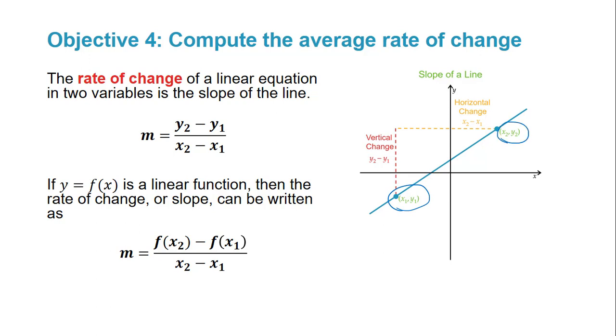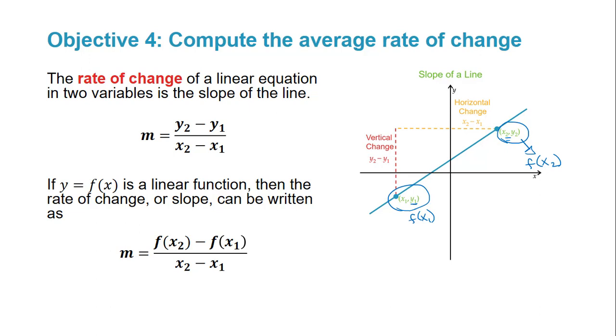Well, we can also write this using function notation. If we say y equals f of x is a linear function, then the rate of change or slope can be written as, well, what? f of x sub 2, right? Remember y equals f of x, so if our input is x sub 2, the y value is f of x sub 2, minus f of x sub 1, the y value at x sub 1. And then divided by the change in x, which doesn't change there.